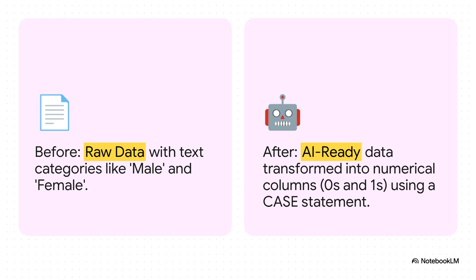Here's a perfect example. A machine learning model has no idea what the words male or female mean, but numbers? It loves numbers. So with a pretty simple SQL command, we can transform that text into brand new columns that just have ones and zeros, something the AI can process in a snap.